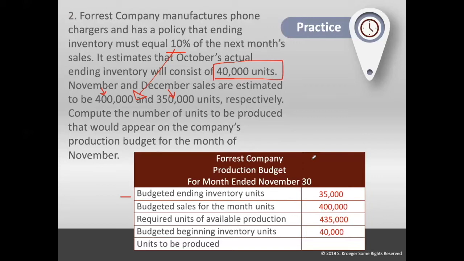435,000 minus 40,000 equals 395,000. For the month of November, we need to make 395,000. This will cover this month, plus a little bit for next month, minus what we already had on hand.